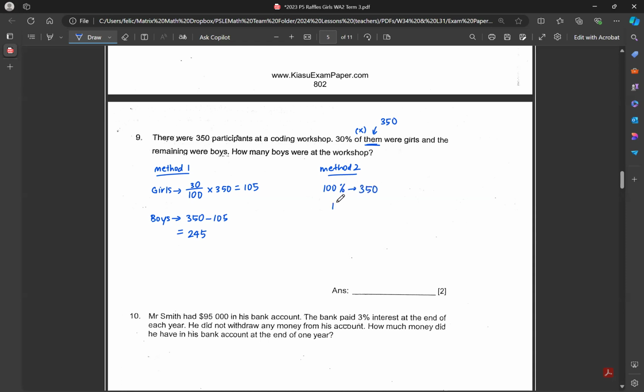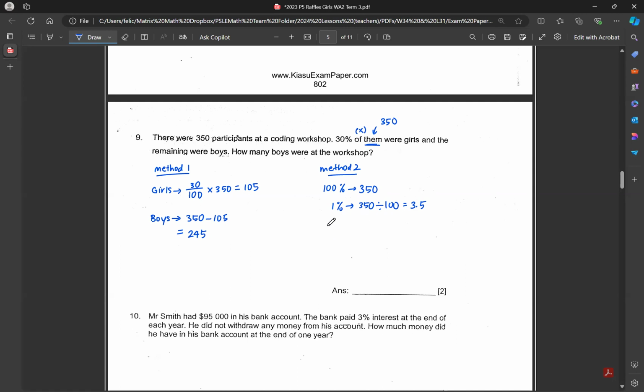Right? Then from here, you want to find 1%. Just do the division. 3.5. So don't worry if you have decimal at this point. Okay, because this is only for 1% of people. Now the question is how many boys? So remember 30% are girls already.